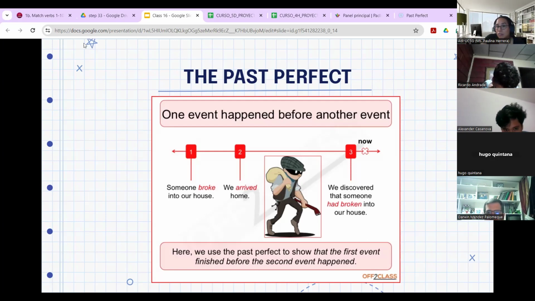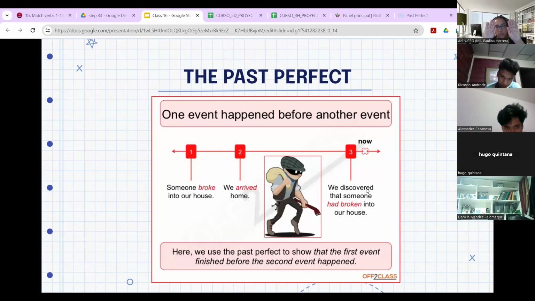Actually, I don't even need to necessarily use the two events in the same sentence. I could just say, let me think, like this sentence: We discovered that someone had broken into our house. I usually have the two parts, yeah. But like I say, I had decided that he is going to be my friend. I can use it in a separate sentence also. I'm talking about something and then I talk about something that happened before.